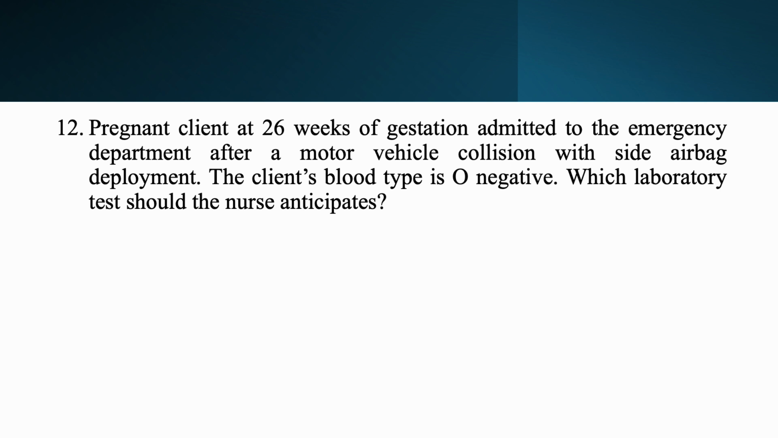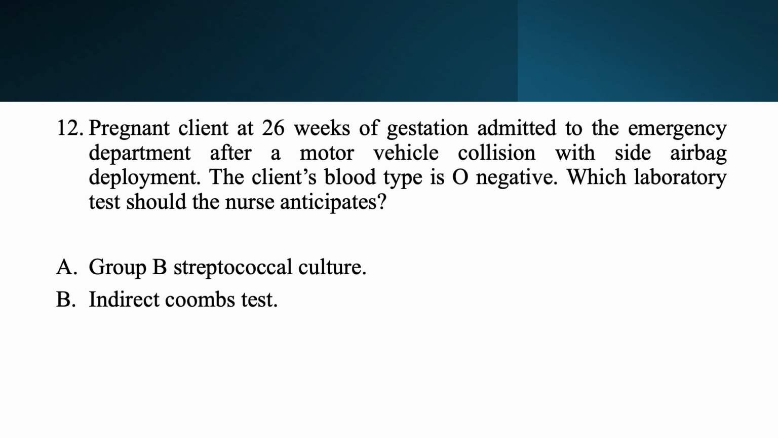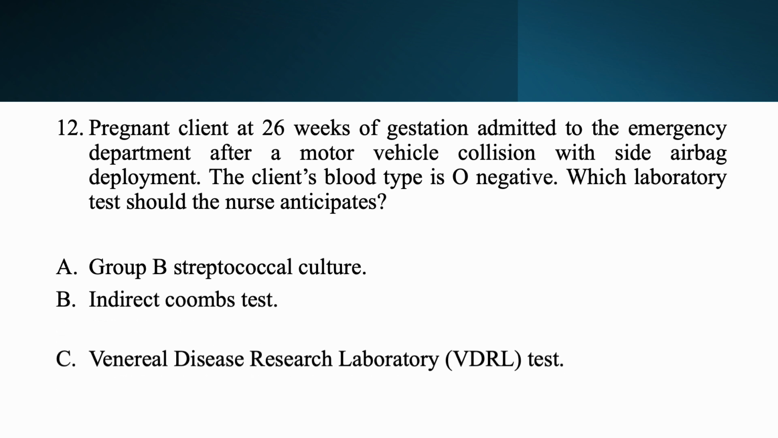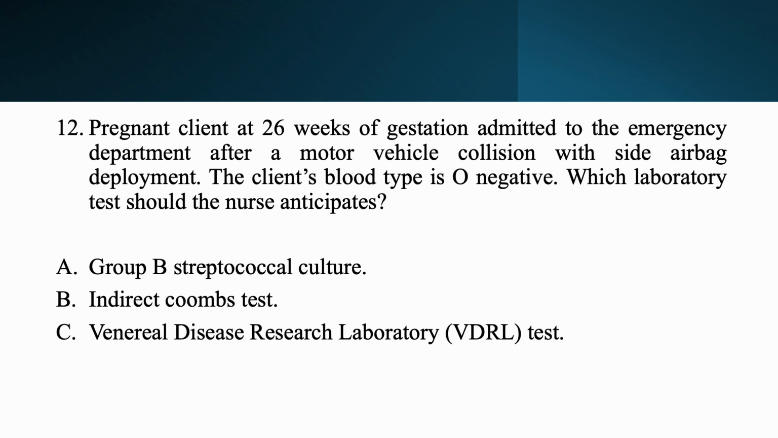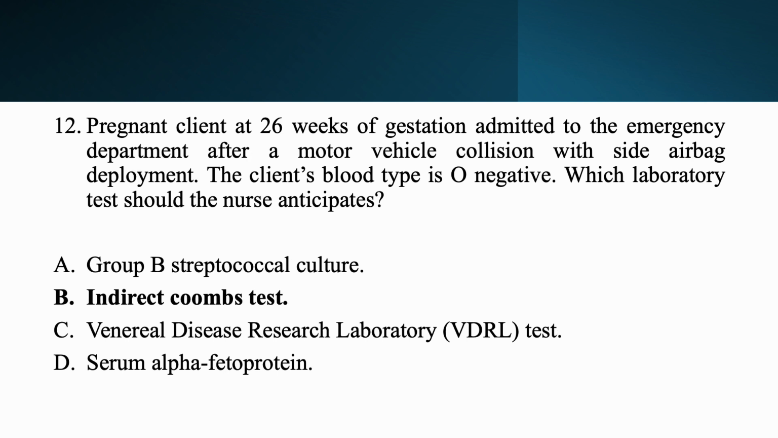Question number 12. A pregnant client at 26 weeks of gestation is admitted to the emergency department after a motor vehicle collision with side airbag deployment. The client's blood type is O negative. Which laboratory test should the nurse anticipate? Option A, Group B streptococcal culture. Option B, indirect Coombs test. Option C, venereal disease research laboratories VDRL test. Option D, serum alpha-fetoprotein. The answer is option B, indirect Coombs test.